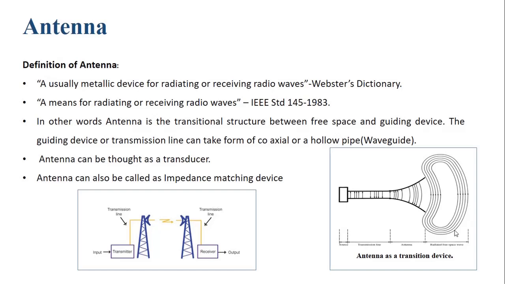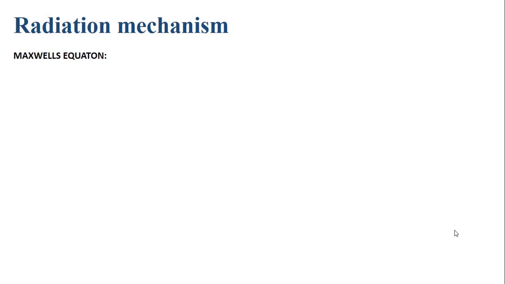Now after learning the definitions of antenna, we will move to the topic of how these electromagnetic waves are generated and how they are propagated. So let's start with the radiation mechanism with some basic concepts of Maxwell equations. So you know these are the Maxwell equations.